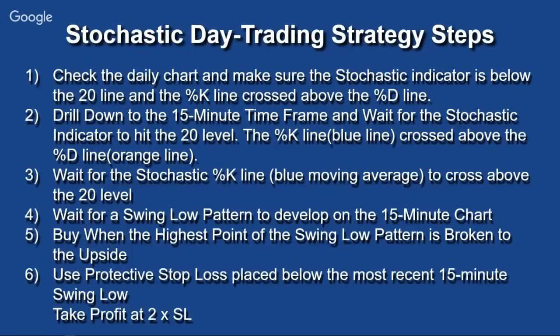After the stochastic percent K line crosses back above the 20, then look for the swing low pattern to happen. Okay? Swing low pattern, you're going to buy the highest point above the swing low pattern. So I would probably put a buy stop order a pip above the swing high, I mean the high of the swing low. And then put the stop loss below the most recent 15-minute swing low, and your take profit at 2 times the stop loss.